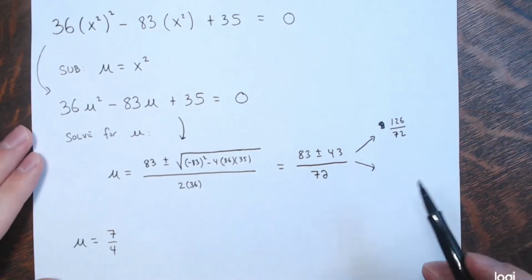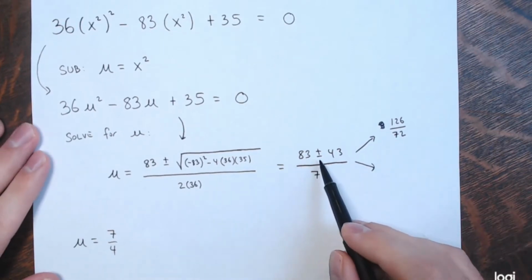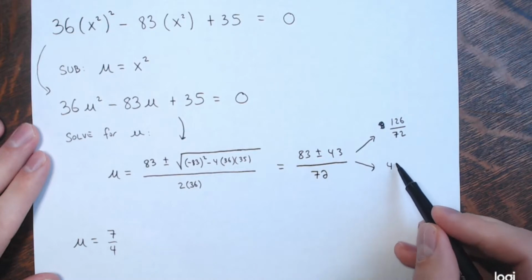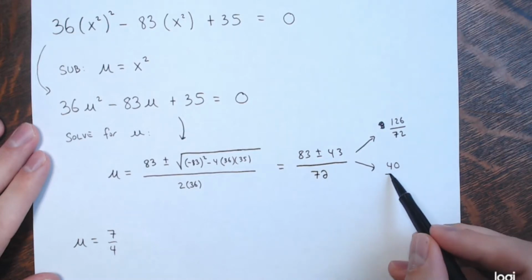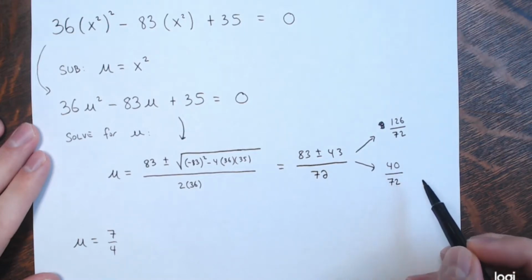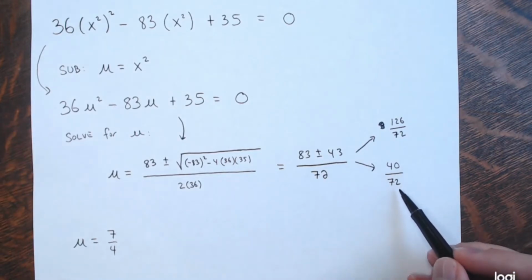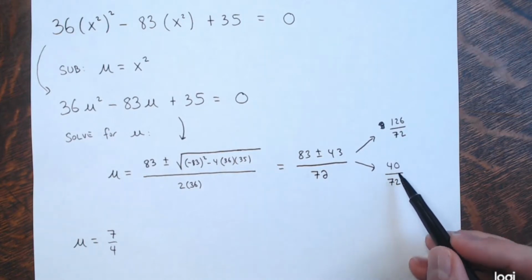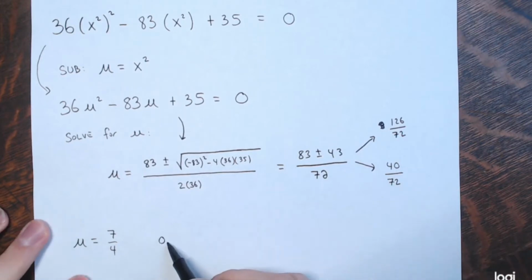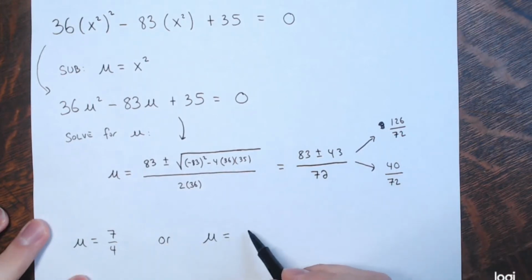All right, and then the other one is 83 minus 43. That'd be 40 over 72. This is 4 times 8 times 5, and that's 8 times 9. The 8's cancel. This is 5 ninths. So u equals 5 ninths.